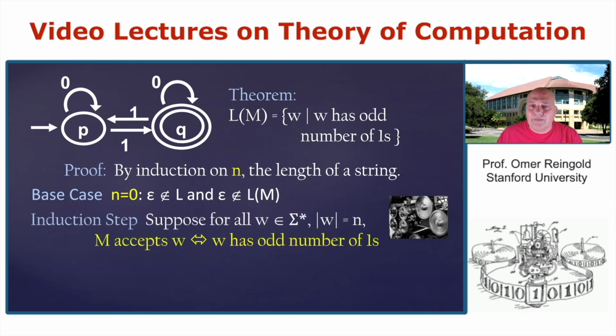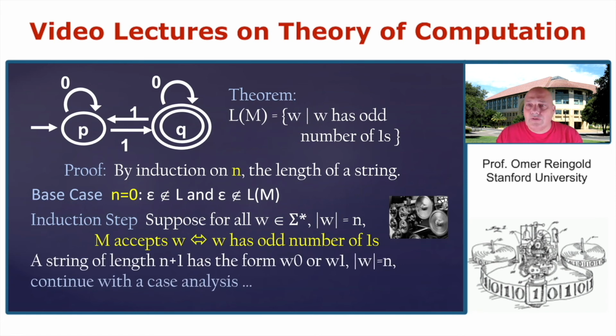The induction step is that, suppose for all W's of length n, we assume that M accepts W if and only if W has an odd number of ones. And now we need to prove it for W's of length n plus 1. A string of length n plus 1 can be written either as W0 or W1, where W is the prefix of the string of length n. If the last bit is 0, then you have W0. If the last bit is 1, then it's W1.